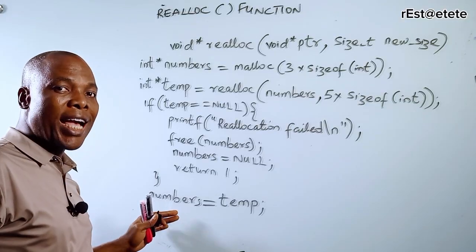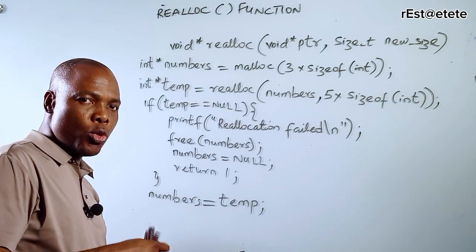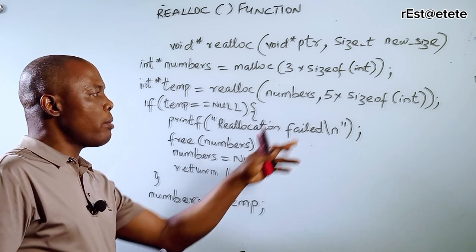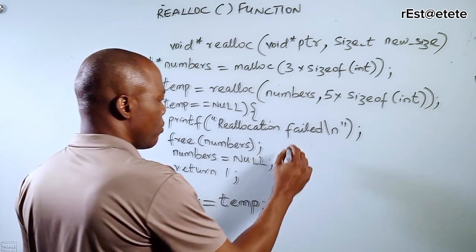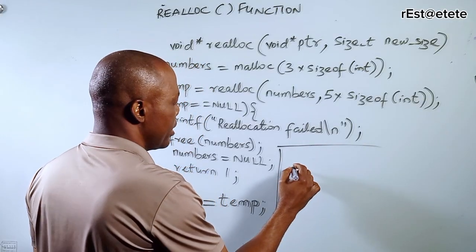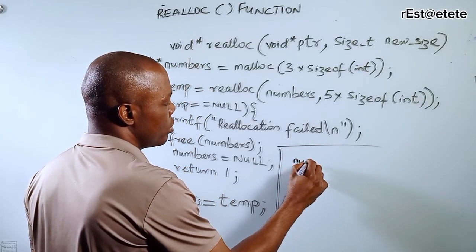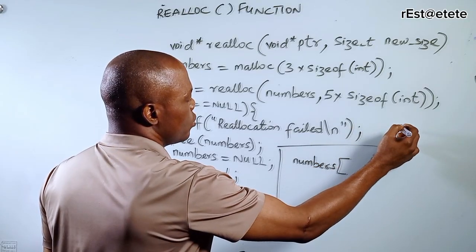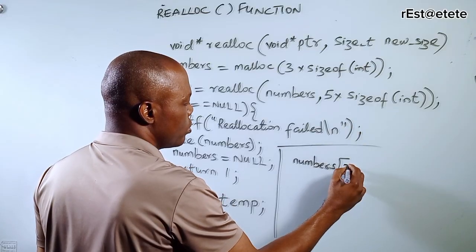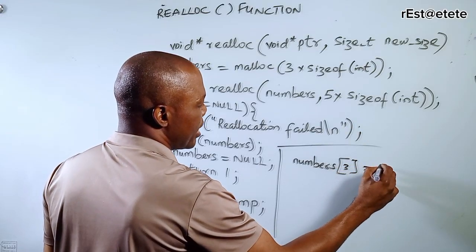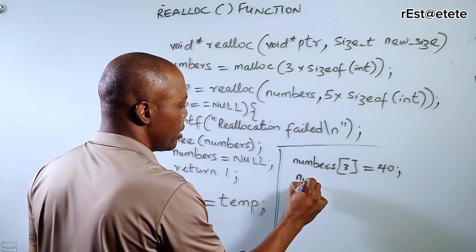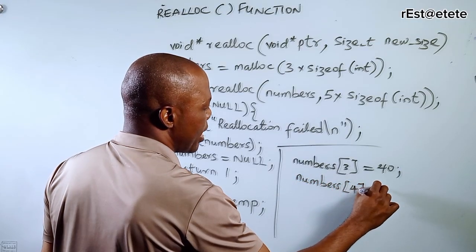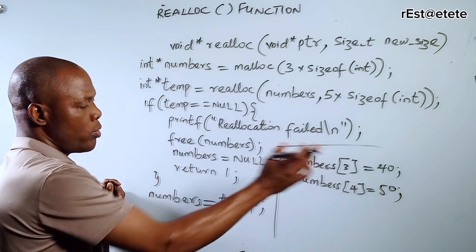So from there, I can now allocate my new numbers, new elements. So in that case, what I will simply do, I will just come here. Instead of starting from num0, I'll do numbers. So initially it was 0 to 2 before. So I'll just do 3 and I will assign 40 to it. Then I will say numbers 4. I will assign 50 to it. So this is what I will do.